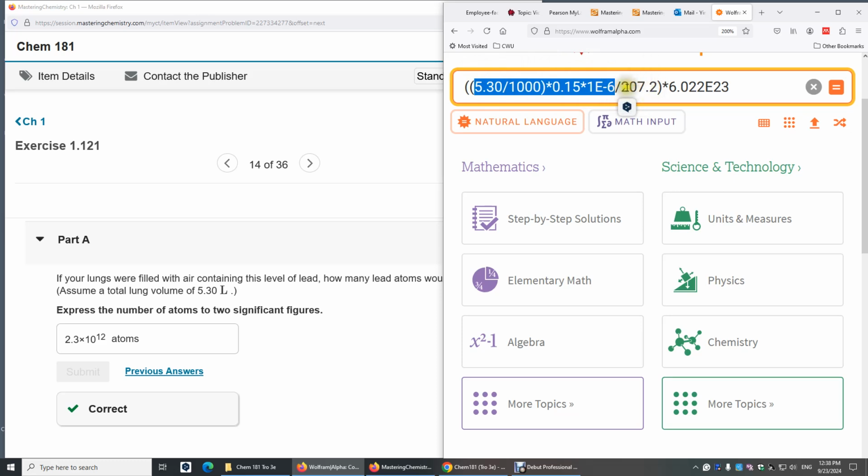divided by the molar mass in grams per mole. Now we have the number of moles. Finally, the number of moles times the Avogadro constant. We get the number of atoms.